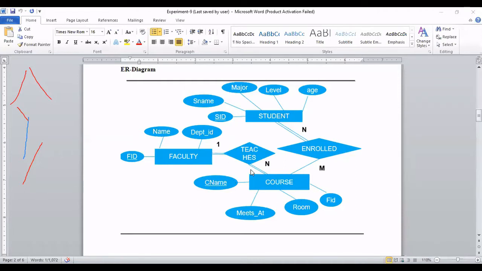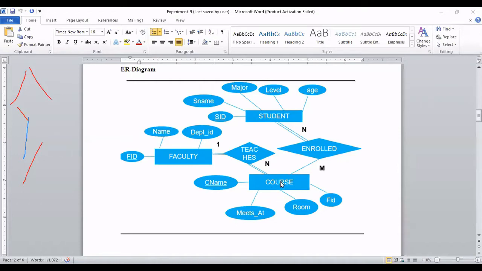Because to keep this relationship, unlike the enrollment relationship where we created a separate table, teaches will not create a separate table. Then how to keep this relationship? By adding a foreign key of faculty, FID. Then why are we not adding a foreign key of course to faculty? Why are we adding FID here and not CNAME here? Because always remember the one side is important. The one side is called master, and the n side will be called slave. So slave will always depend on master.